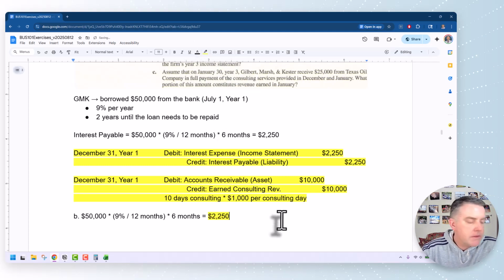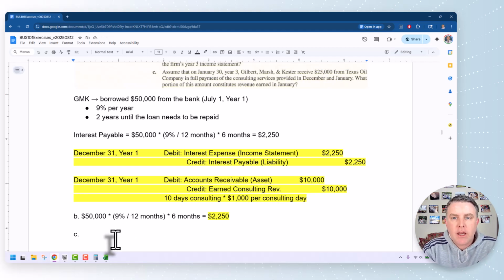And then part C is asking us to assume that on January 30th, year 3, Gilbert, Marsh, and Kessler, GMK, receives $25,000 from Texas Oil in full payment for consulting services provided in December and January. All right. So the question is, what portion of this amount constitutes revenue earned in January? Well, how do we figure this out? Well, we know that the consulting revenue that we earned in December was equal to 10,000.